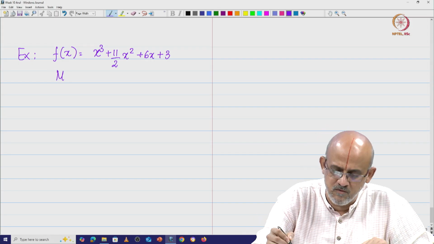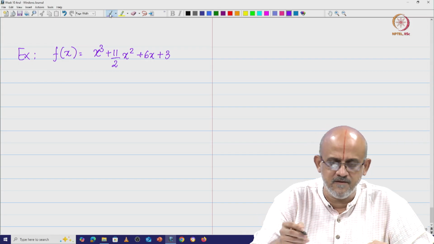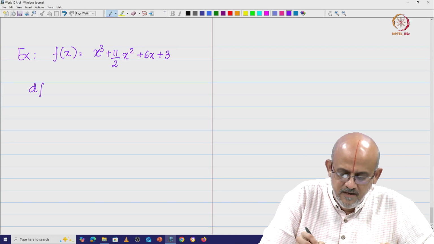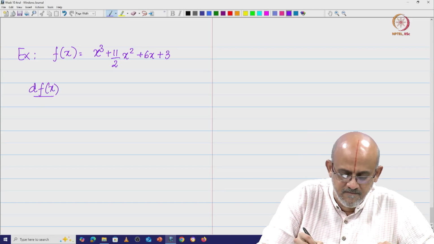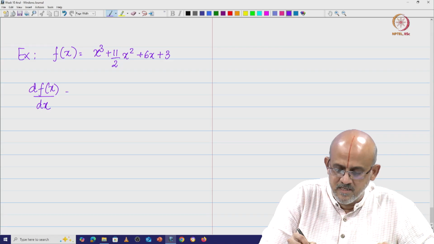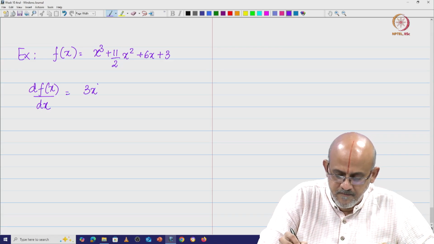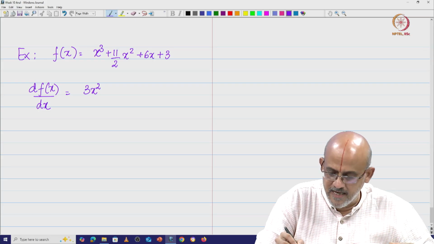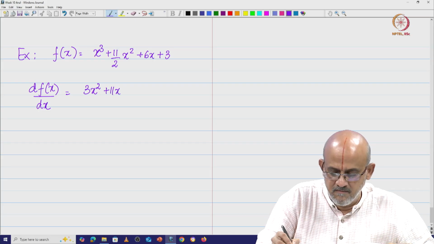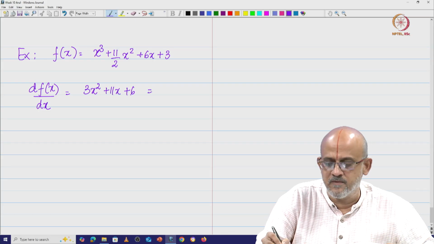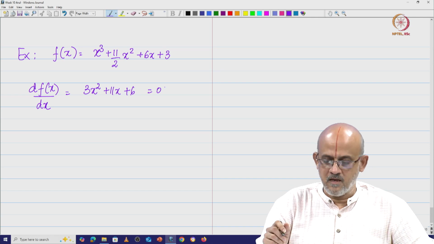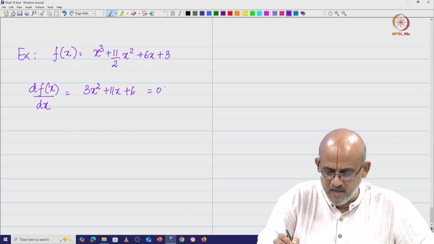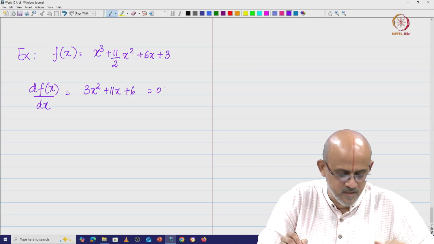So, what I am going to do? I am going to do the derivatives, the first derivative and the second derivative. So, let me take df(x) by dx, which is nothing but 3x squared plus 11x plus 6, and that I am going to equate to 0. Now if I equate it to 0, this is a quadratic equation, therefore I will have two roots for this.